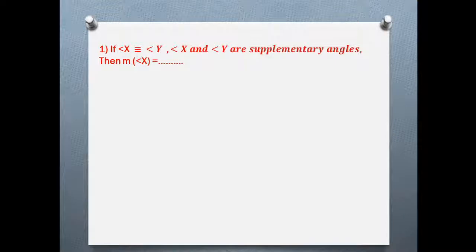Question number 1. Complete: if angle x is congruent to angle y and angle x and angle y are supplementary angles, then measure angle x equals. Can you remember what the meaning of two angles congruent? The two angles are congruent if they are equal in measure. If we have measure of angle x equal measure of angle y and they are supplementary, it means the sum of the measures equals 180. So it will be 180 divided by 2 equals 90 degrees.